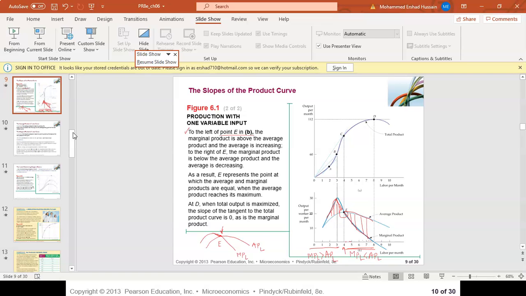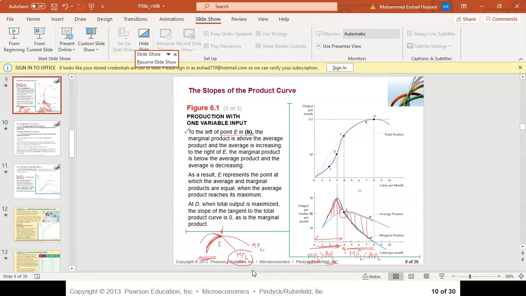See? So the reason is what? That marginal product is actually the driver. See? On the left hand side of E, on this side, right? Over this area, when marginal product is increasing, it will pull the average product up. Now marginal product is higher than average product, so it is pulling the average product curve. And look at that, the average product curve is increasing. See that going up.